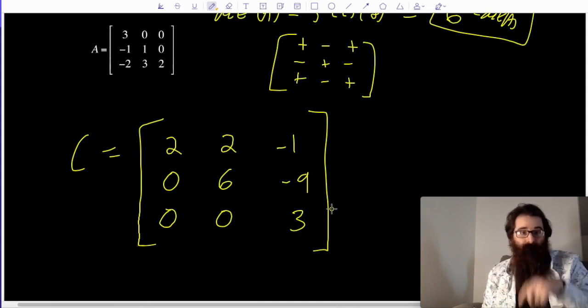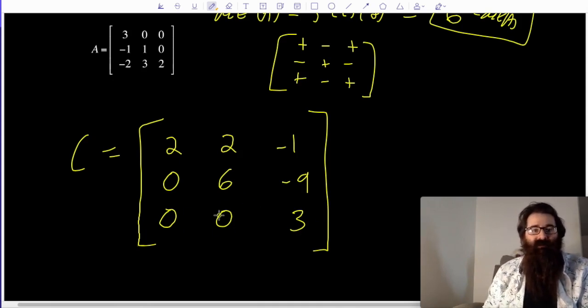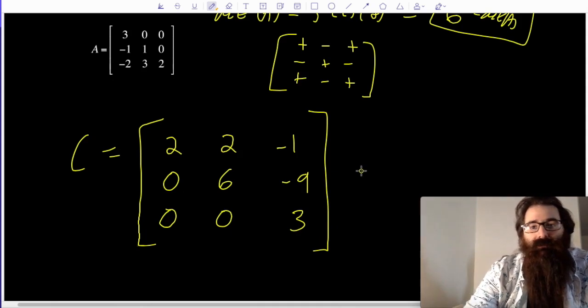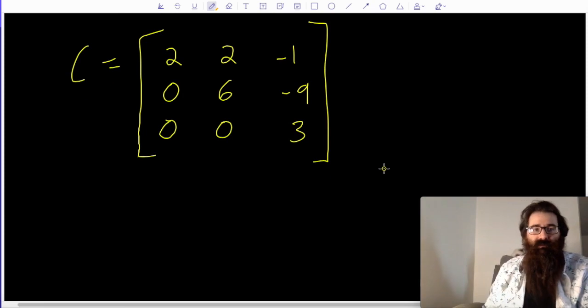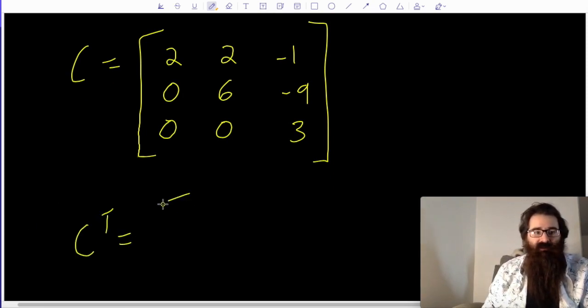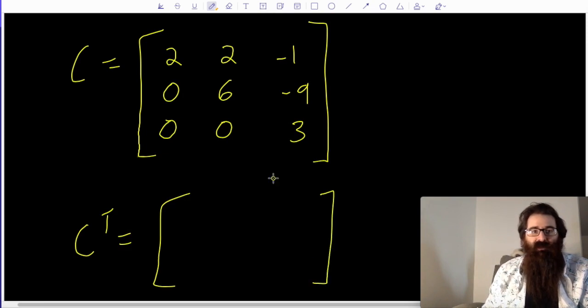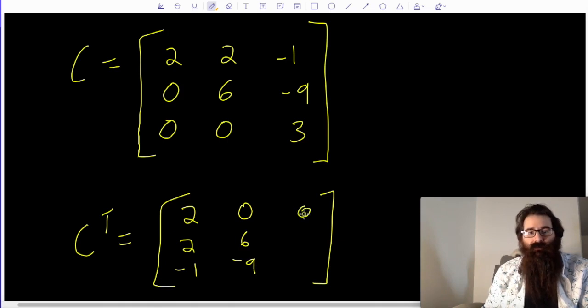We notice that building this cofactor matrix did something interesting with our triangular matrix, worth pointing out. But now we transpose. So the adjugate matrix, which is the transpose of the cofactor matrix, means we're going to exchange rows for columns and vice versa. So the first row, 2, 2, negative 1, becomes my first column, 2, 2, negative 1. Second row, 0, 6, negative 9, becomes my second column. And the last row becomes my last column, 0, 0, 3, in that order.